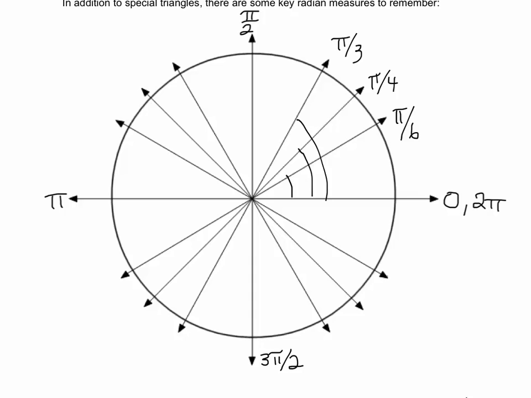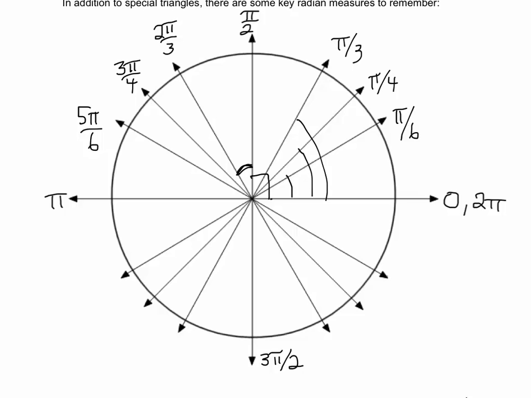So our next one here is our 90 degrees, or pi over 2, plus 30 degrees, which is pi over 6. Pi over 2 plus pi over 6 is going to equal 2 pi over 3. The next one is going to be our 90 plus our 45, which will give us 3 pi over 4. And let's just fill in the rest here, 5 pi over 6.